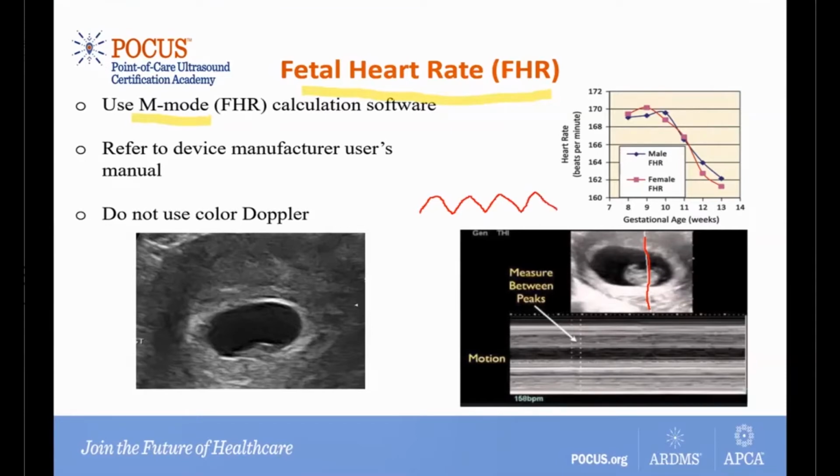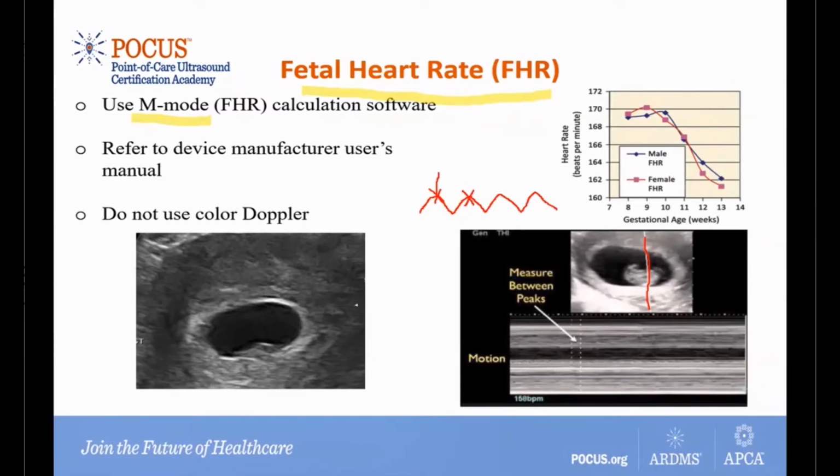So there are different ways of doing this, and it all depends upon the device manufacturer. In this example, you can put a cursor right at either the peak or the valley. So in this one, you put one cursor right here, and the second cursor right at the next one. For this device, when you close this cursor, it would determine the fetal heart rate automatically.